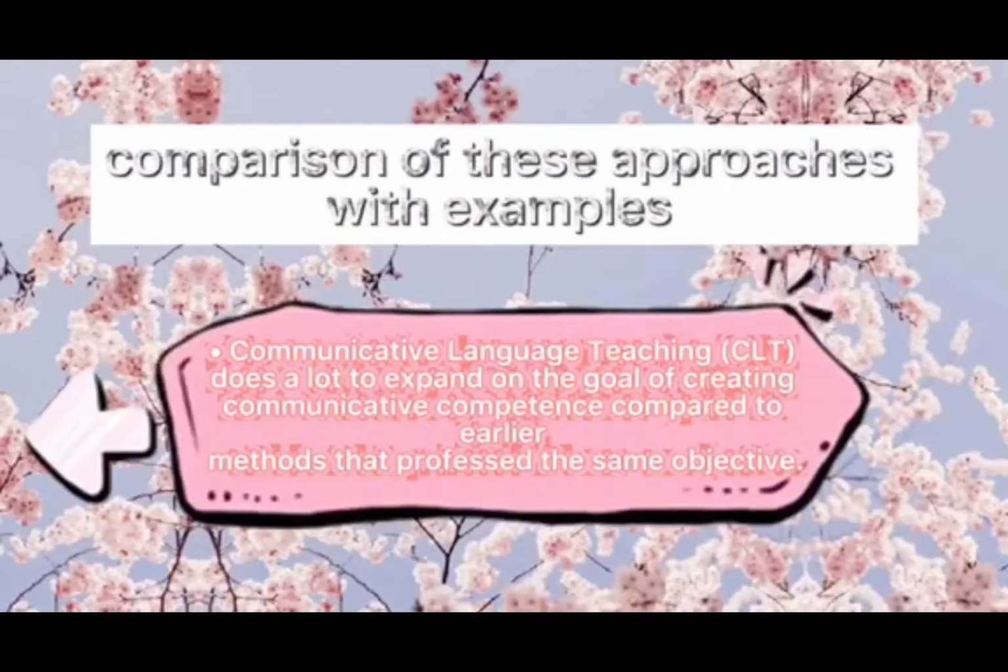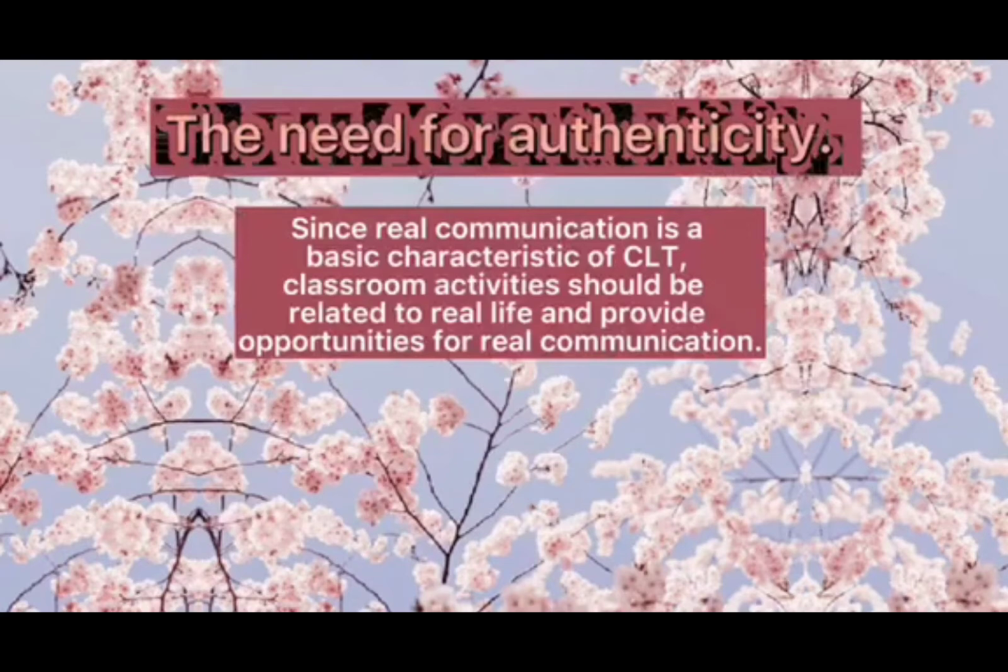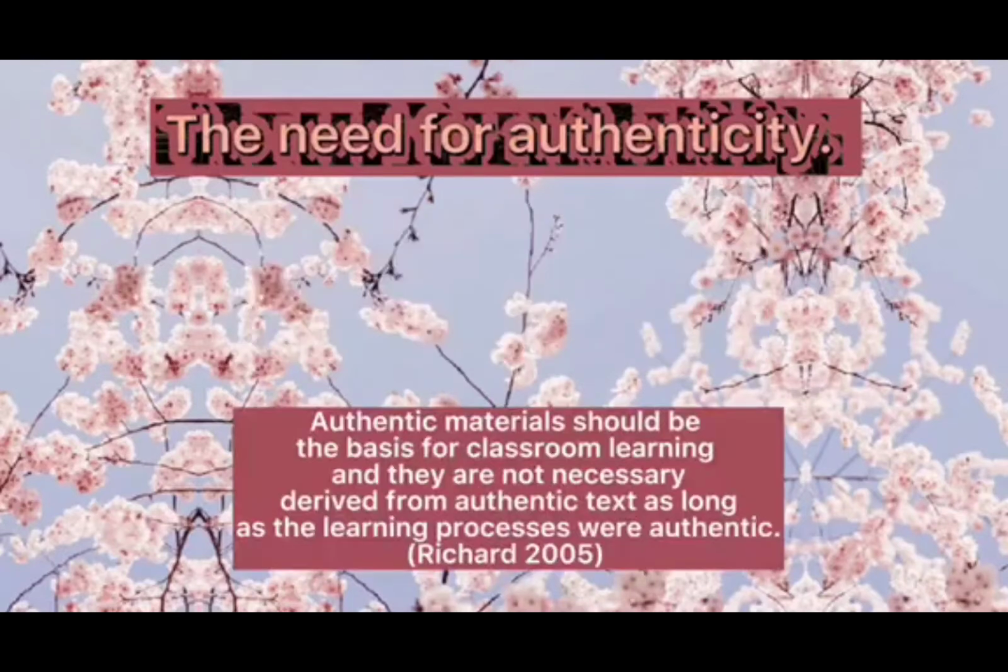Comparison of these approaches with examples. Communicative language teaching (CLT) does a lot to expand on the goal of creating communicative competence compared to earlier methods that profess the same objective. The need for authenticity. Since real communication is a basic characteristic of CLT, classroom activities should be related to real life and provide opportunities for real communication. Authentic materials should be the basis for classroom learning, and they are not necessarily derived from authentic texts as long as the learning processes are authentic.